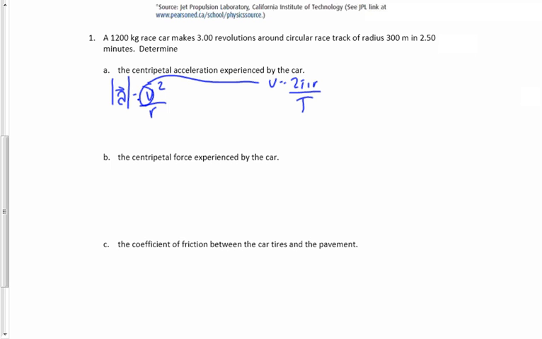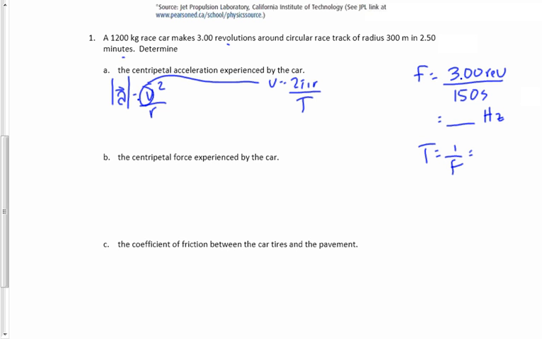Now, here's what I saw some people do yesterday. A couple people actually do this yesterday. They're saying, look, we got the number of revolutions. We have the time. Let's find the frequency. The frequency is the number of revolutions, 3.00 revolutions, divided by the time of, it would be 150 seconds. We get the frequency from there in hertz, and then we're going to say T is equal to 1 over f to get the period, and then plug it back into that equation. Does that work? Sure it does.